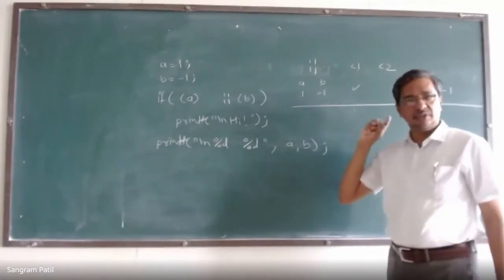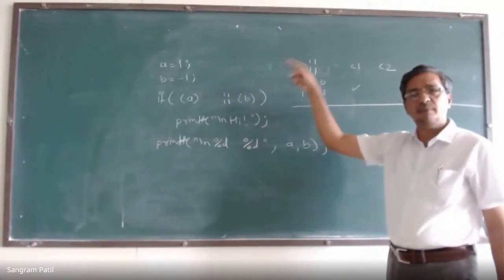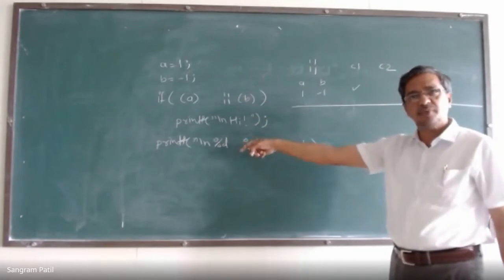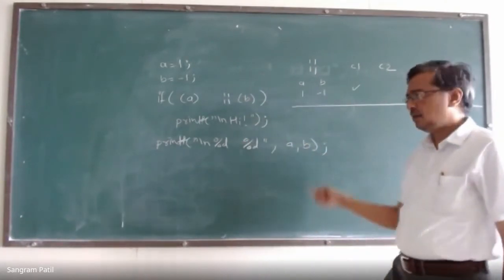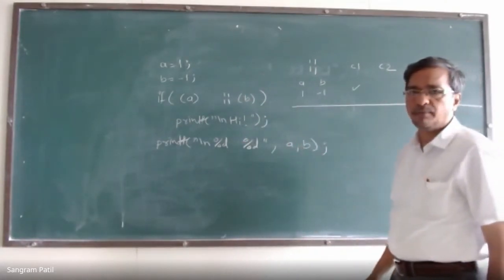It checks only first condition. As first condition is satisfied, value of A is non-zero. That means condition is satisfied. It will execute if part and then it goes to execute next part of the program.